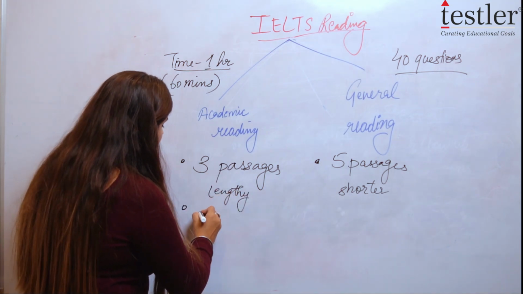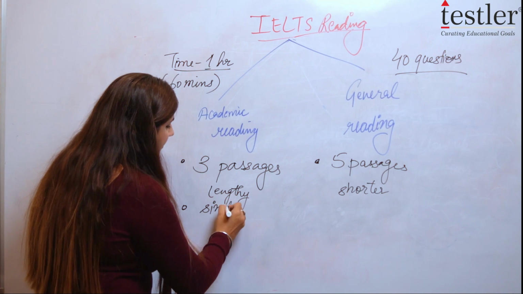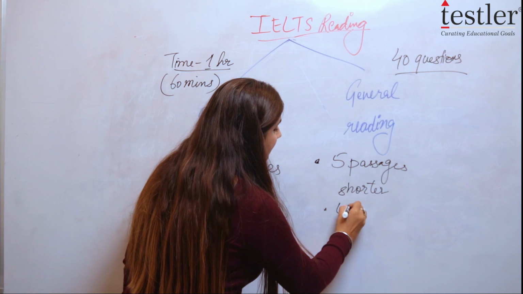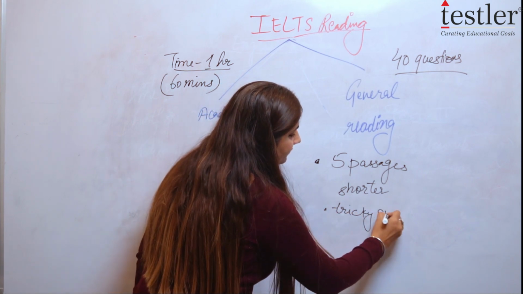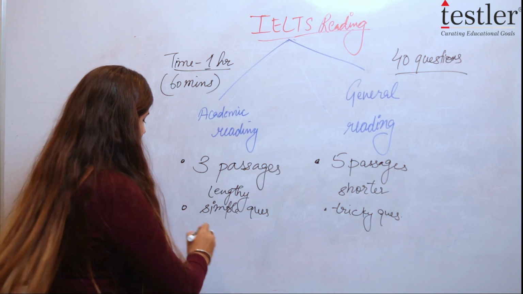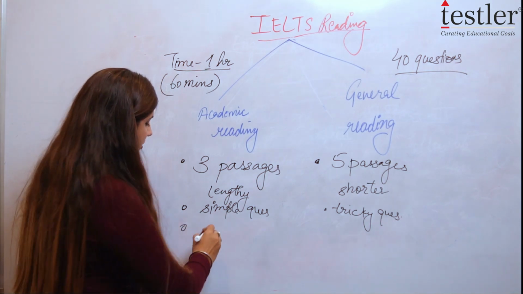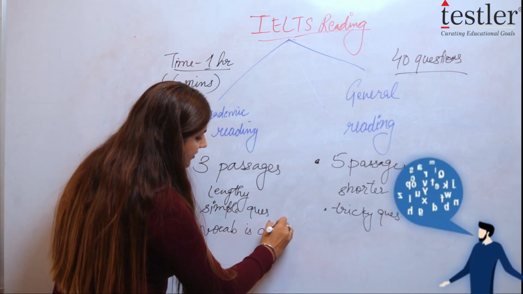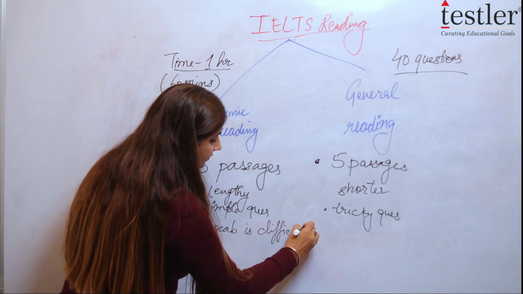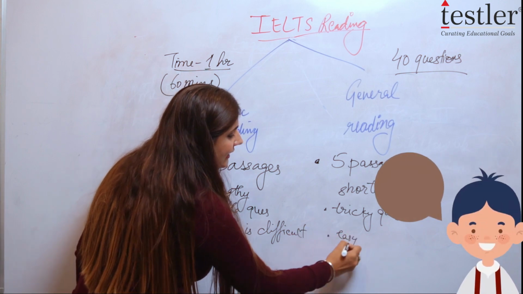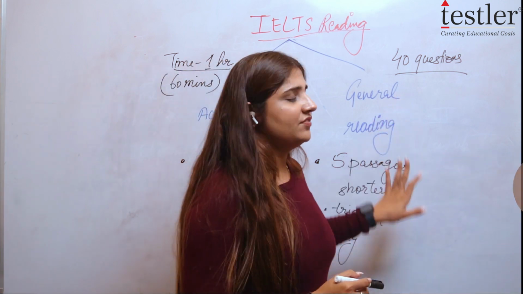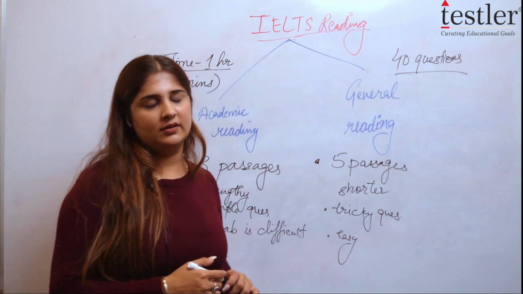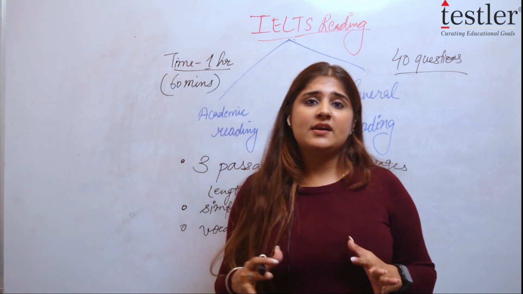In general reading the questions given to you will be simple, but in academic reading there will be some tricky questions. If I talk about passages, their vocabulary is a little difficult in academic, but in general reading it is easy. General reading has very easy vocabulary in the given passages, but in academic there will be difficult vocabulary in the given passages. That is the reason they are lengthy.